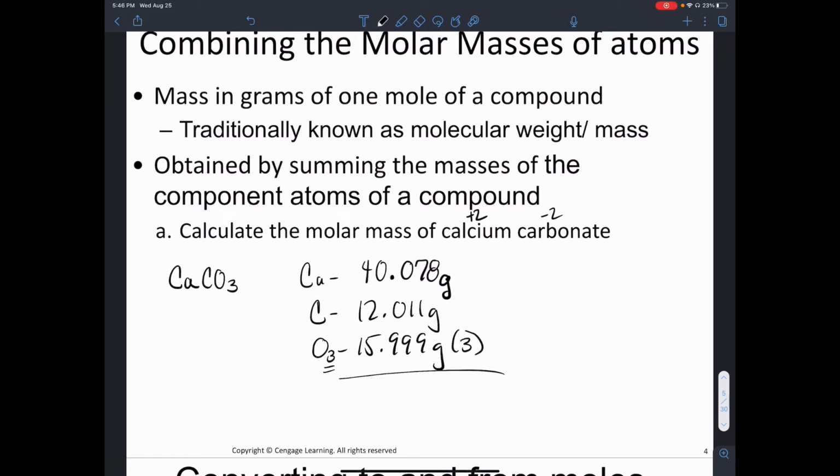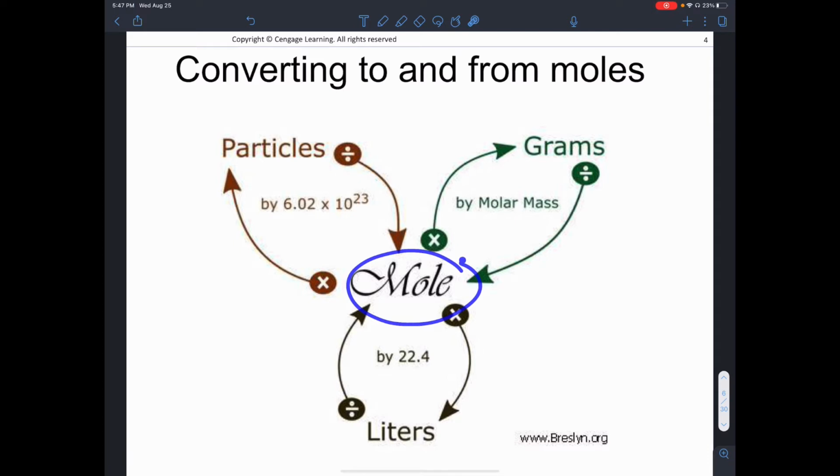If I go ahead and sum these together, I find that the overall molar mass of calcium carbonate is 100.086. The mole is the central unit of chemistry. So if you know how many grams of calcium carbonate you have, and then you divide that number by the molar mass of calcium carbonate, you can find the number of moles of calcium carbonate. You can convert from moles to grams for any substance that's on the periodic chart.